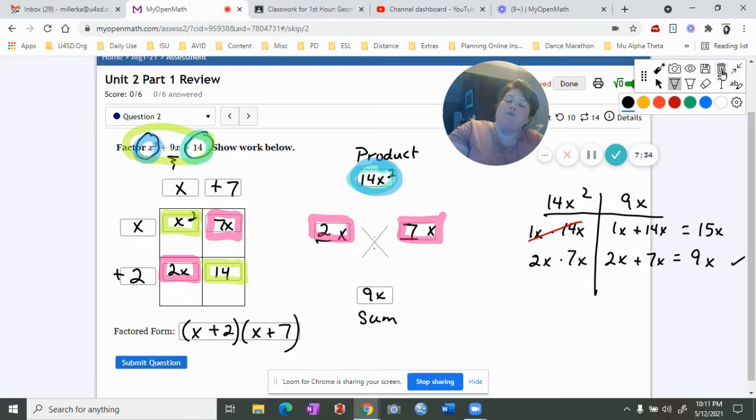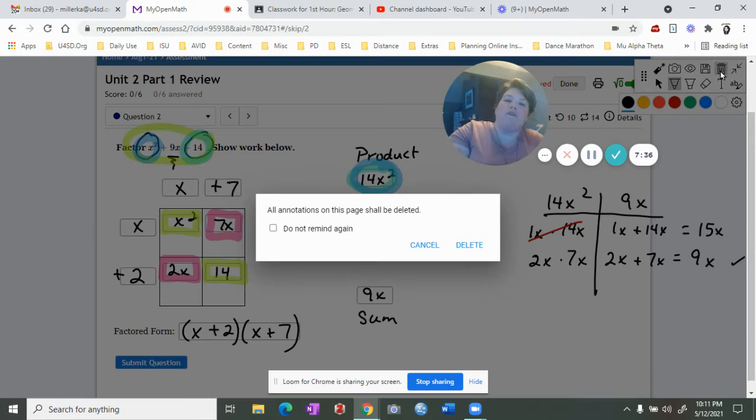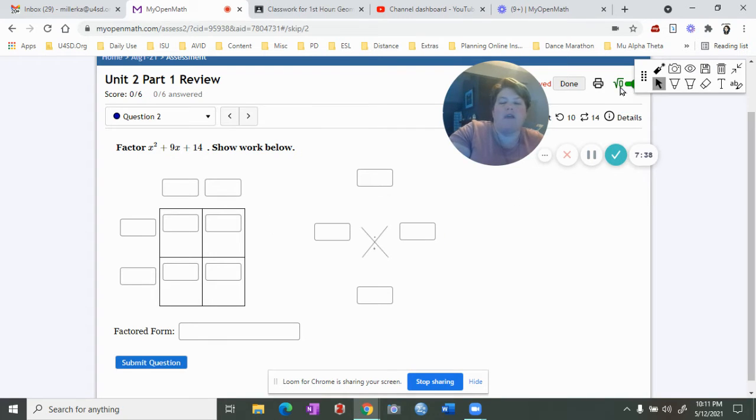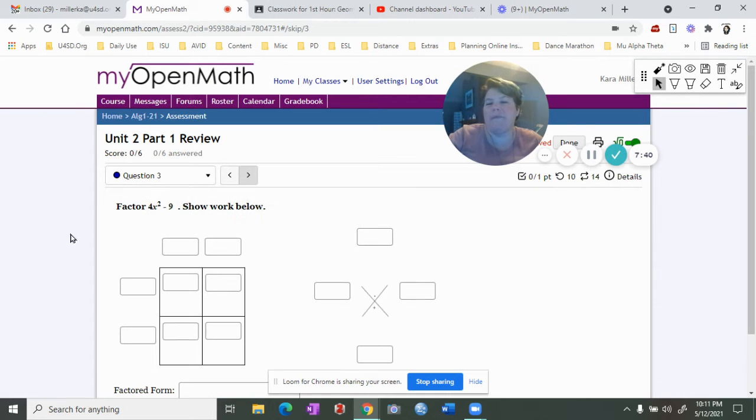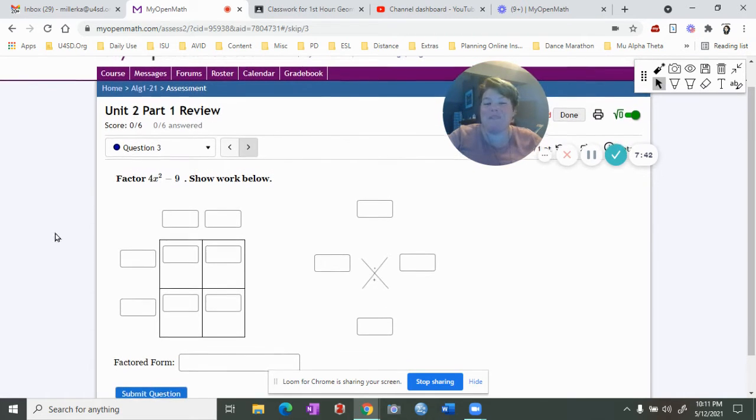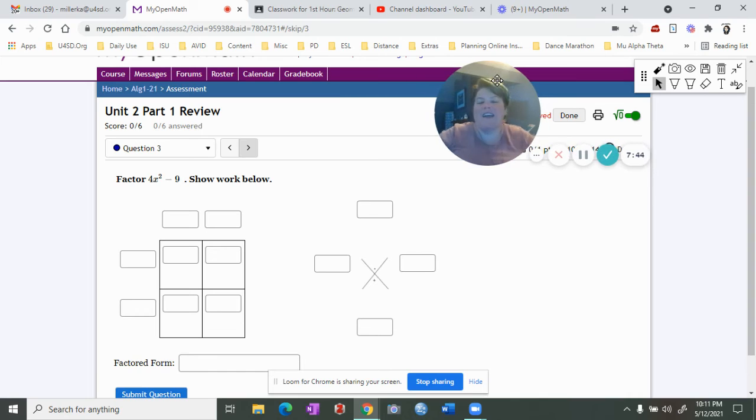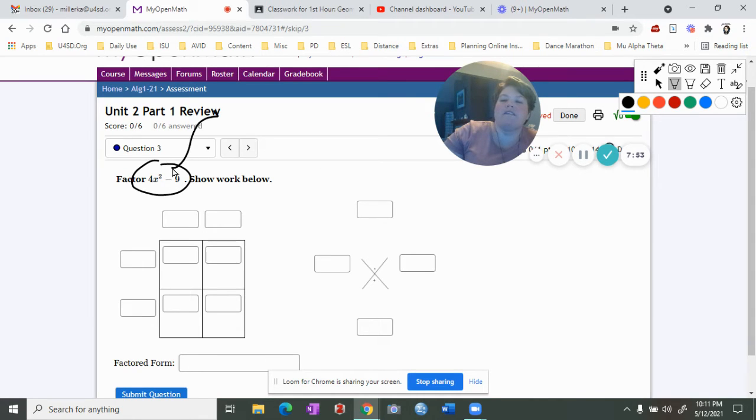So let's take a look at one with a coefficient with my x squared and a missing middle term. Okay, so if my middle term is missing, remember we can rewrite this with the middle term as a 0 coefficient. So 4x squared plus 0x minus 9. And then we follow the same procedure.